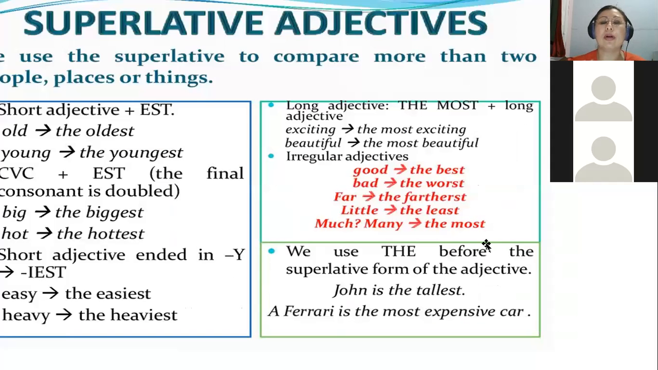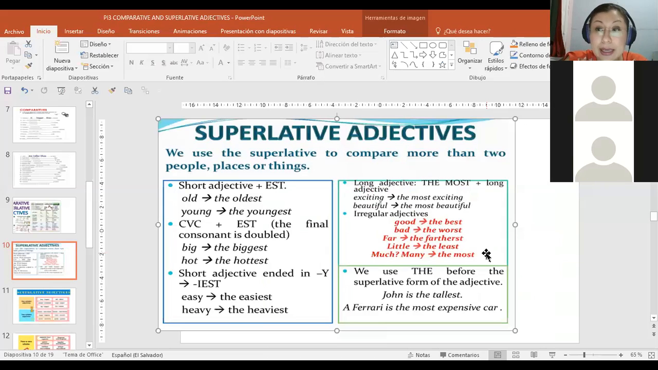The comparative, we said, we make by adding -er and the word than. But in the superlative degree of adjectives, we use the superlative to compare more than two people, places, or things. For short adjectives, you just add -est: old, the oldest; young, the youngest. But remember that you always have to add the article the: the oldest, the youngest.